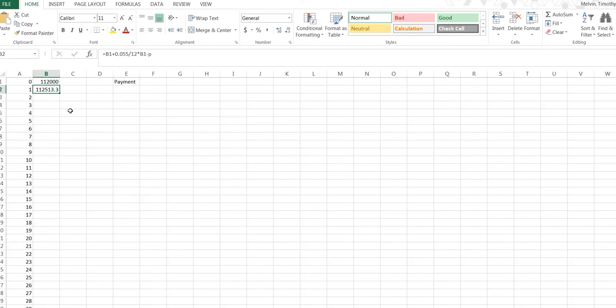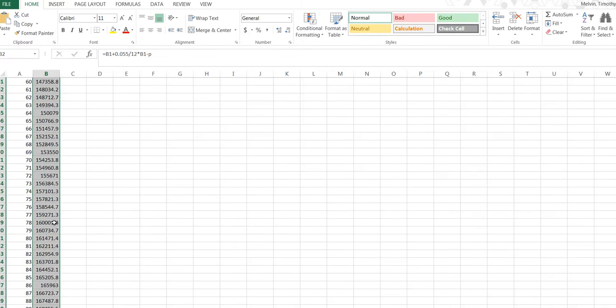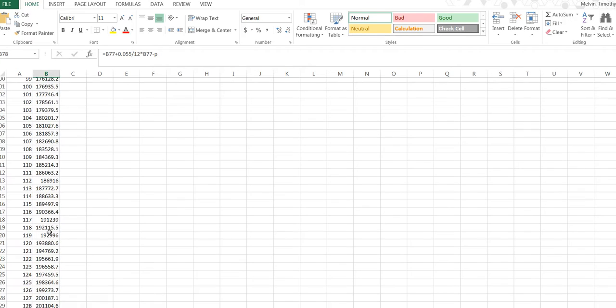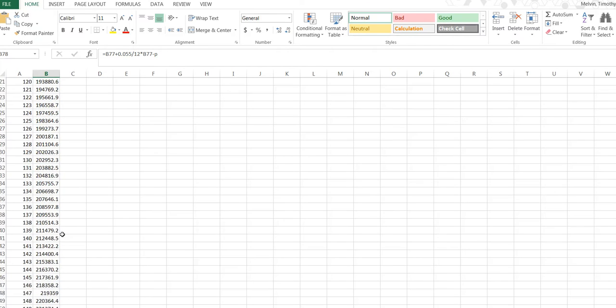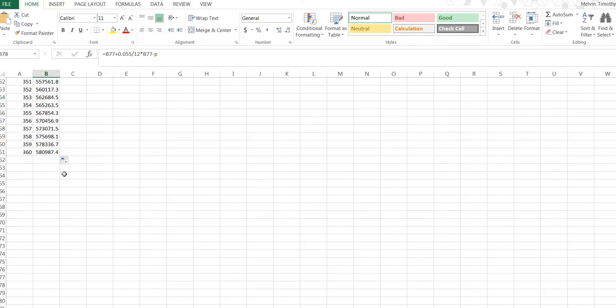I'm going to highlight the cell, get the black plus, and double click. Notice the debt just gets larger and larger because we're not paying anything. And ideally we want to figure out what we have to pay each month to make this cell right here 0. After 360 months we want 0 debt.